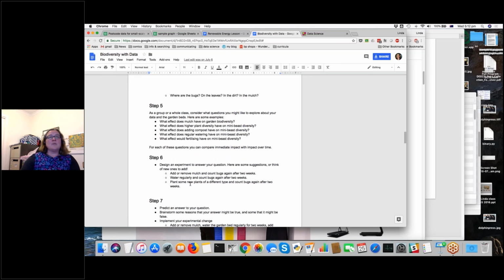Or plant some new plants of a different type, add some more plants to the garden bed and count bugs again after 2 weeks. But the key idea is they think of their own question and they design an experiment to answer that question. Step 7 is really important.